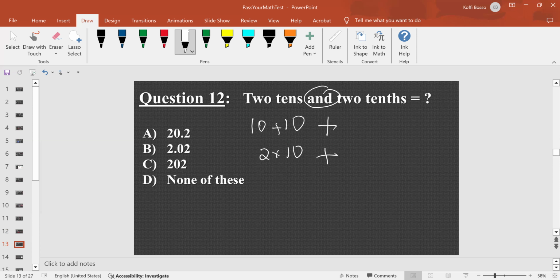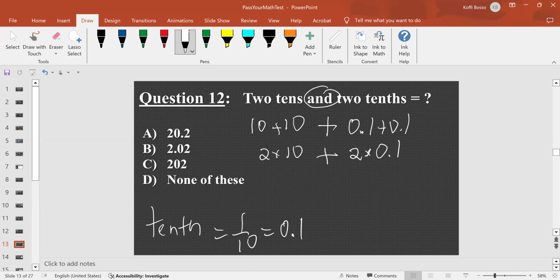Now, understand tenth. When they say tenth, tenth is 1 out of 10, which is the same as 0.1. So this is telling us that 2/10 will be 0.1 plus another 0.1, or we can say 2 multiplied by 0.1. Same thing. Therefore, 2 times 10 is 20, plus 2 times 0.1 is 0.2. And if you add 20 to 0.2, you get 20.2. I like this question. So question 12, the correct choice is A.